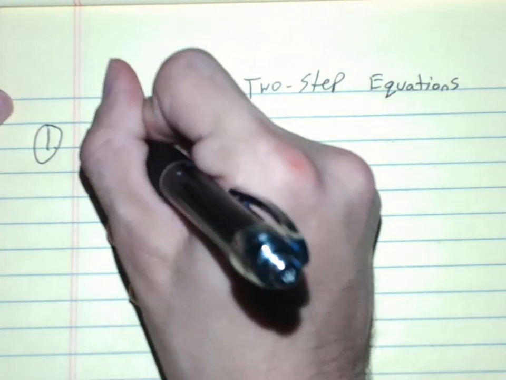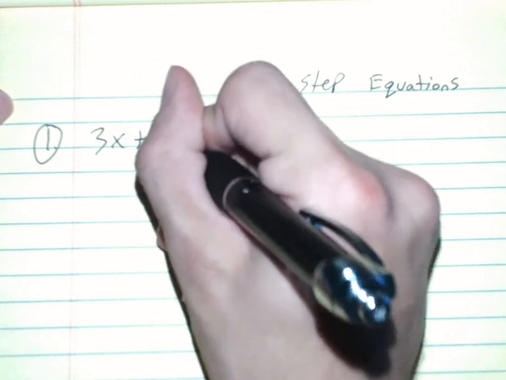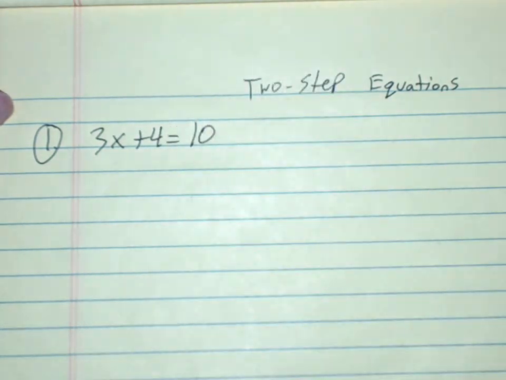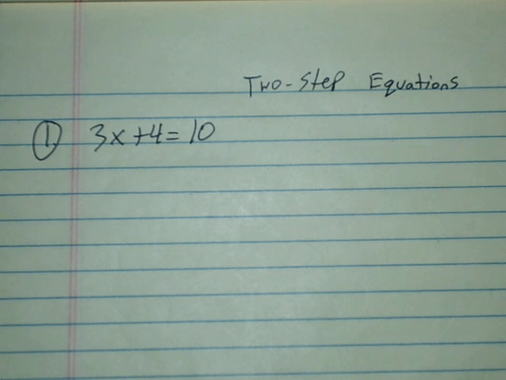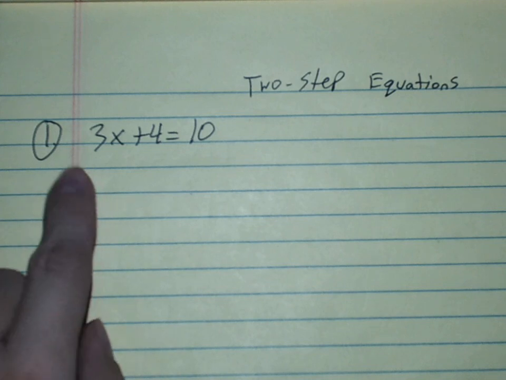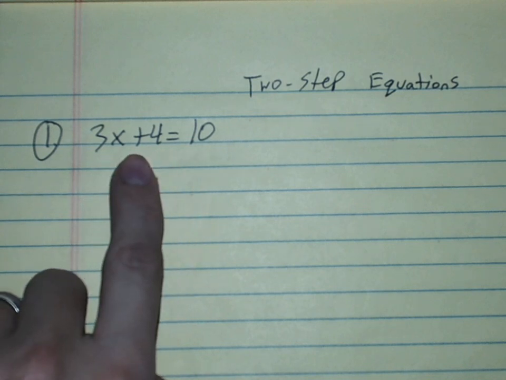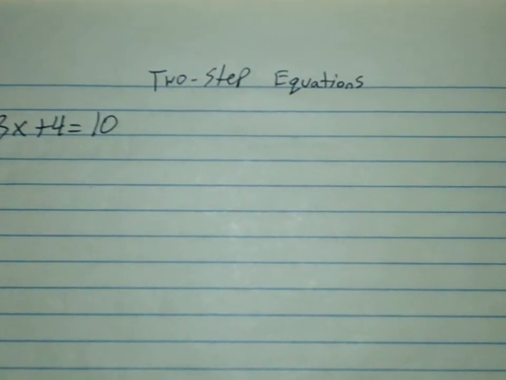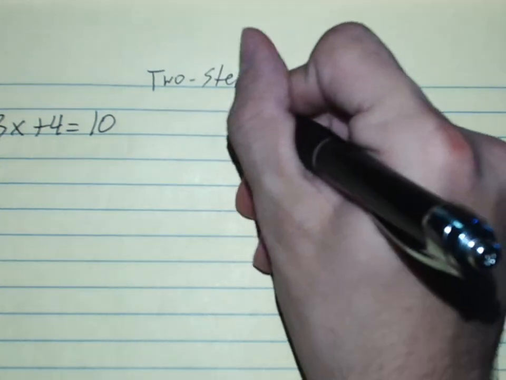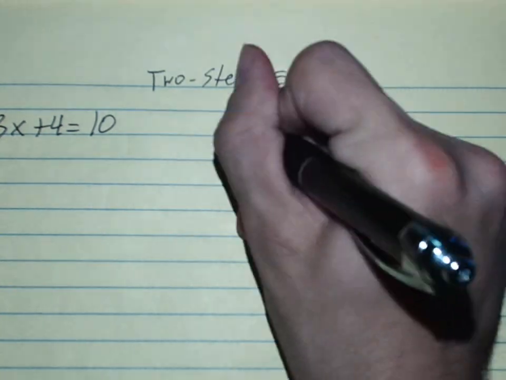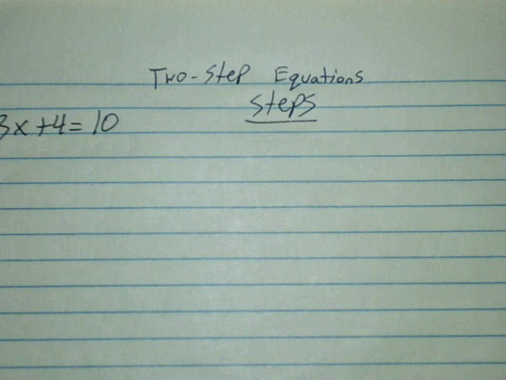Alright, here's an example. 3x plus 4 equals 10. Now we still need to find out what x is, to get x by itself. This means 3 times some number plus 4 gives you 10. What is x? To do that, the best thing to do, off to the side, I can put the steps, okay? Step 1.